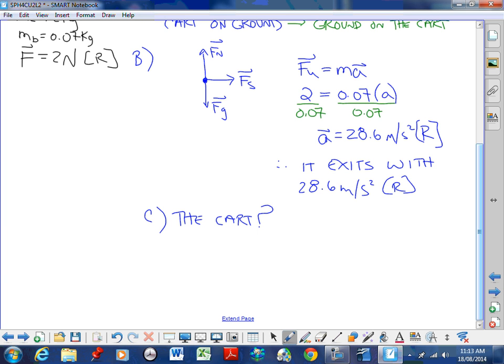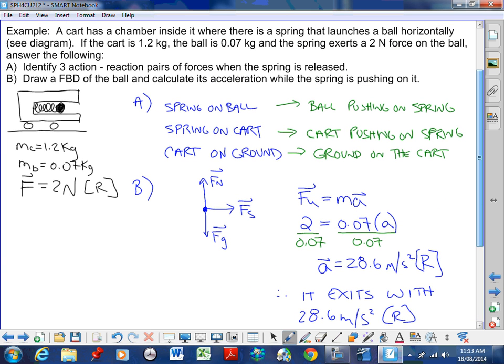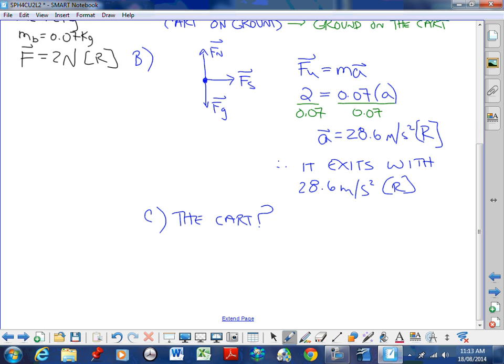Okay? We said the cart's going to move backwards because when the ball exits, the cart slides backwards. So what happens to the cart? The cart has the force due to the spring acting on it. It's got force due to gravity and normal force. So what happens with it? F equals ma.